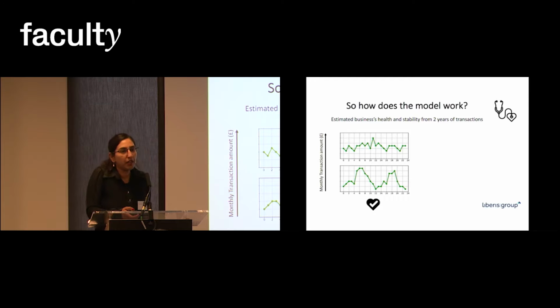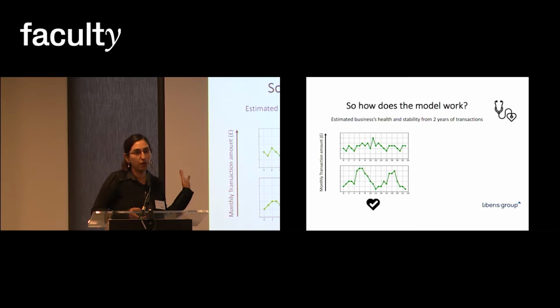So how does the model work? To start with, I extracted some information out of the transaction data. And I feature engineered some measures to be able to distinguish between healthy and steady businesses compared to unhealthy and unstable businesses. These are 2 examples of 2 businesses, and you can see their transaction data going back from the point of application 24 months.